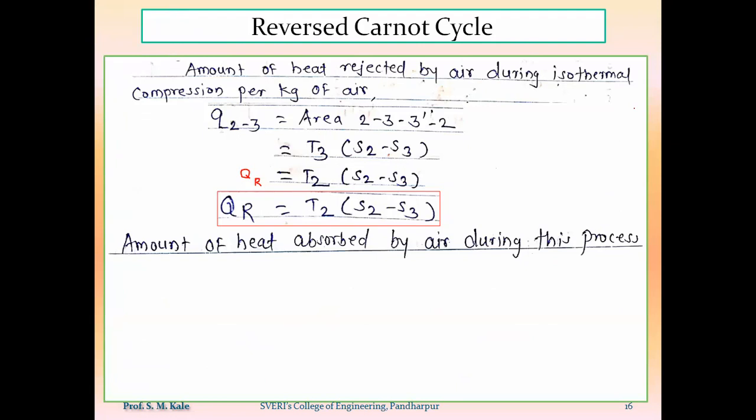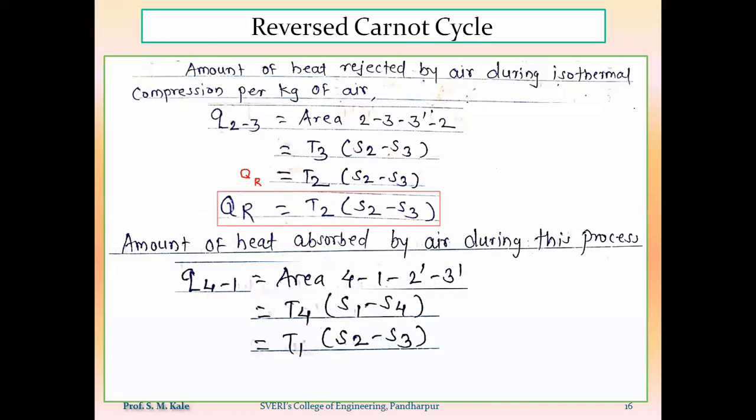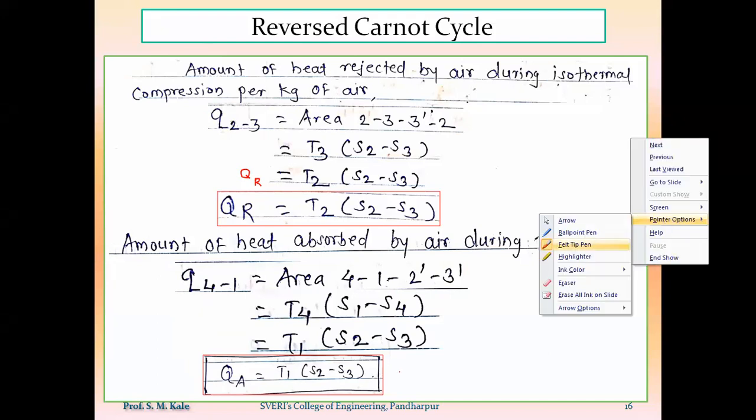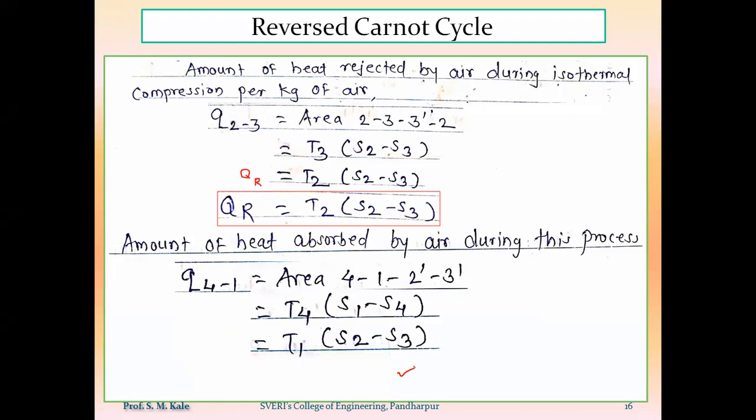After this, we will calculate the amount of heat absorbed by the refrigerant during the process 4 to 1. So to calculate the amount of heat absorbed or heat added during the process 4 to 1, I have to consider the area 4-1-2-3 dash. So here I will get the value of Q 4 to 1. I am getting this value as QA, T1 into S2 minus S3.